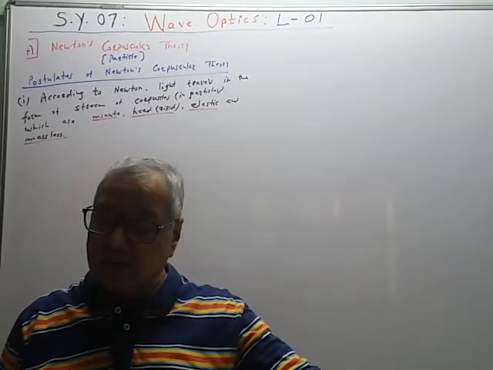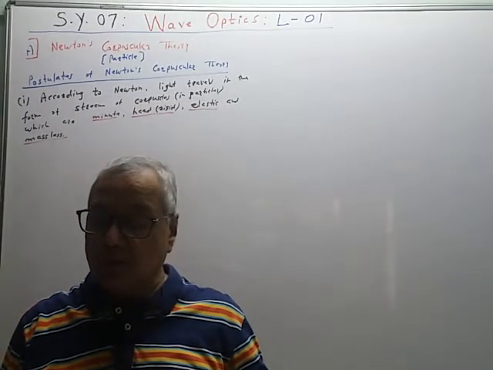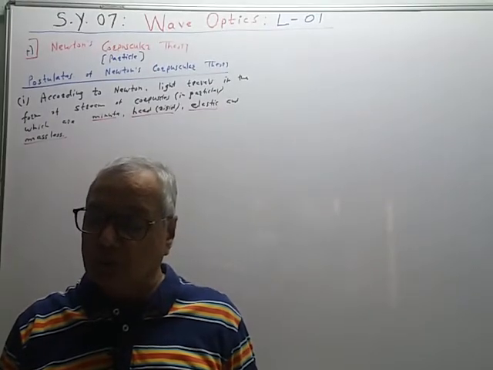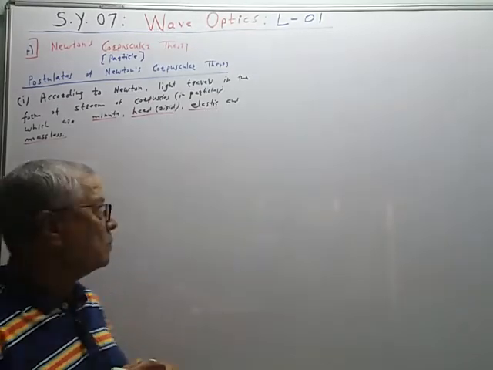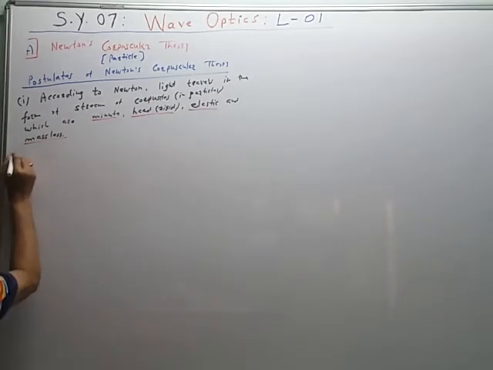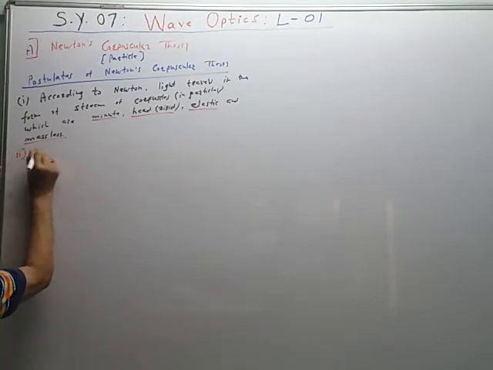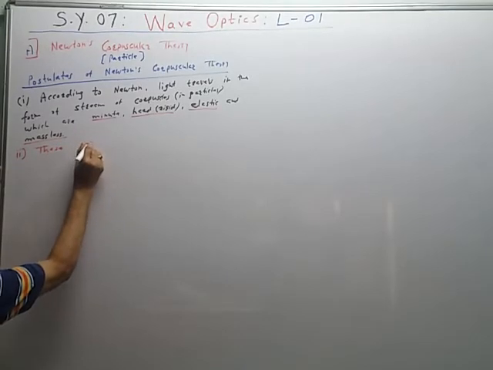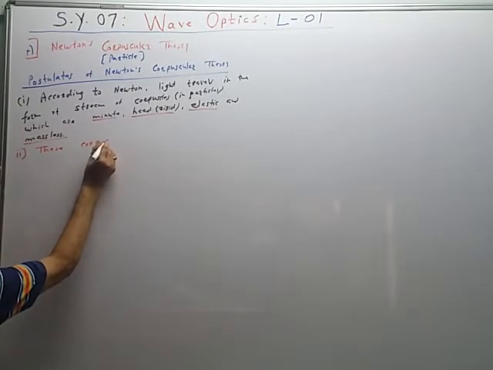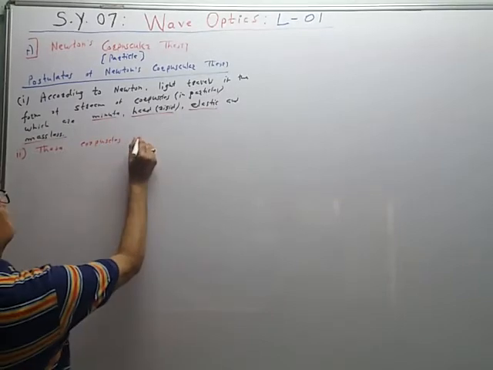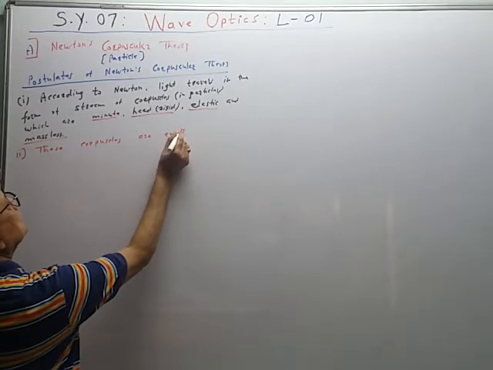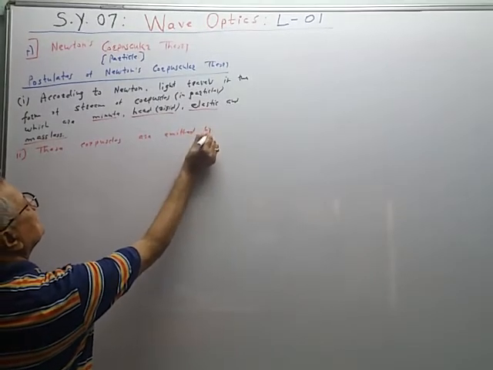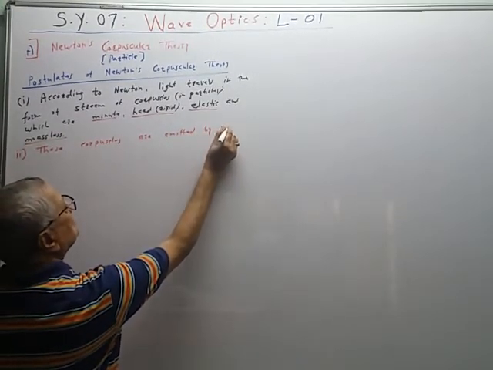Now these particles are emitted by a source of light. It is due to the high temperature, and they move along a straight line path. Second point: these corpuscles are emitted by a source of light.